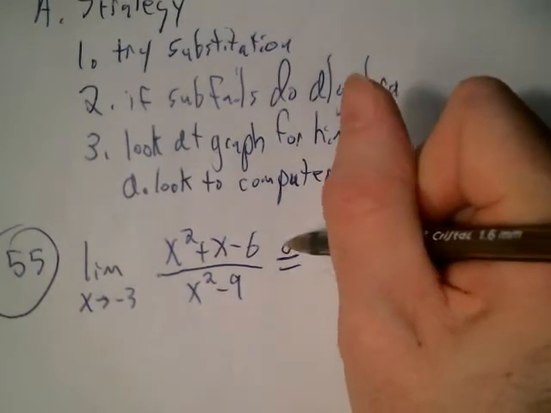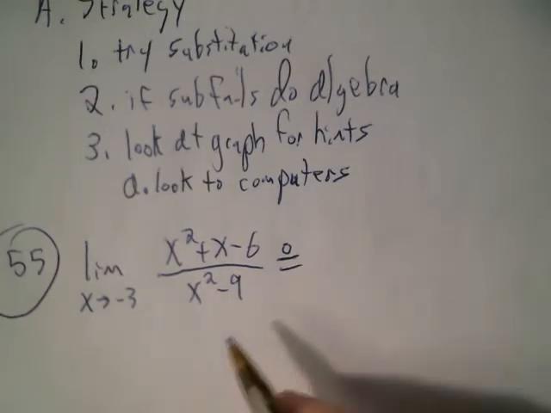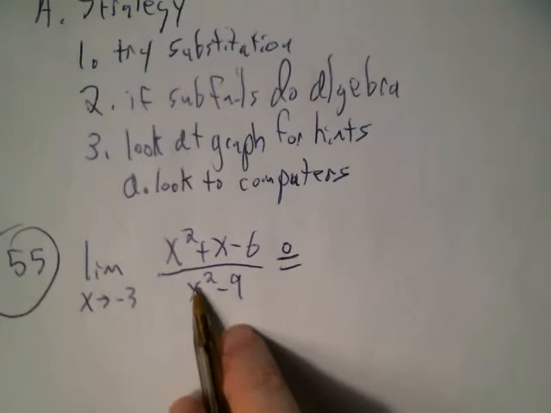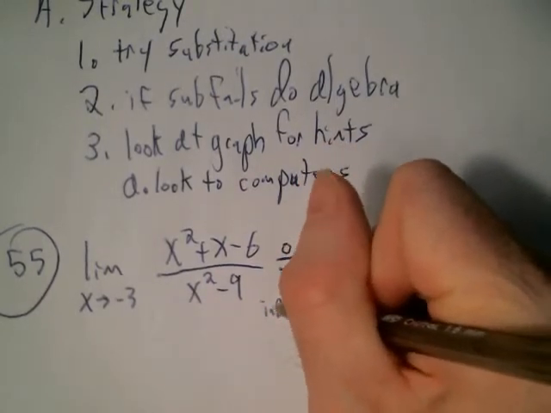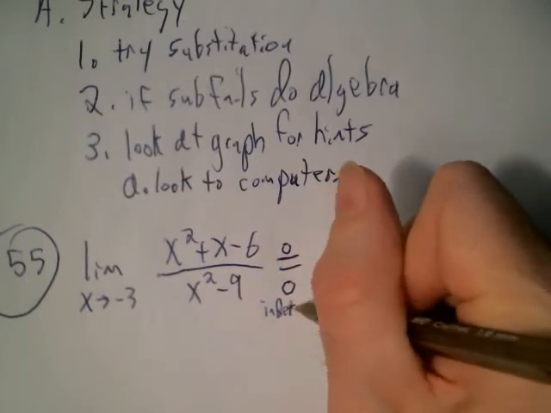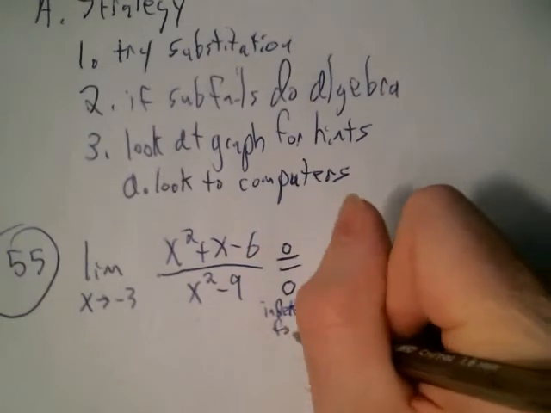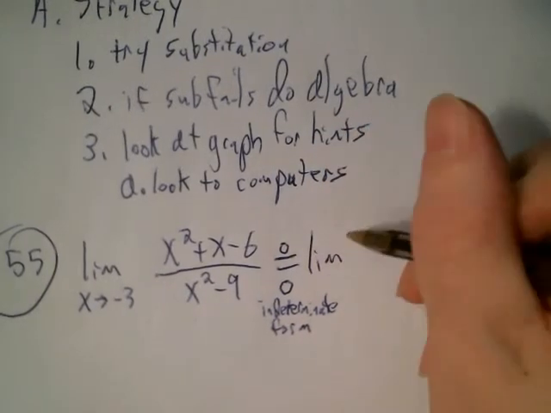I'll just notate that there, or record it. Then if you put -3 in the denominator, -3 squared is 9. 9 minus 9 is 0 again. So yeah, we have an indeterminate form. So we're going to have to do something special. And the only thing we really know how to do special at this point is to reduce the expression.